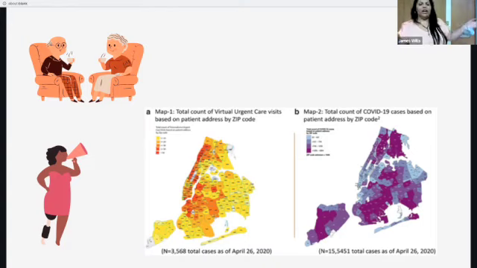And as you can kind of grossly see illustrated here, the locations with the highest COVID cases by zip code in purple also had the lower number of virtual urgent care visits. That's all that was supposed to illustrate.